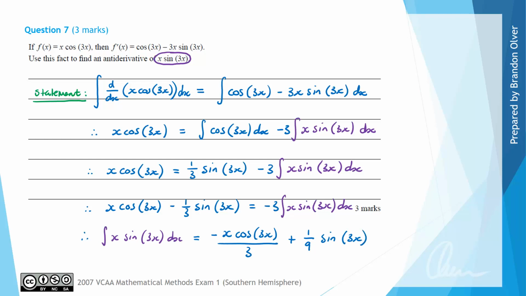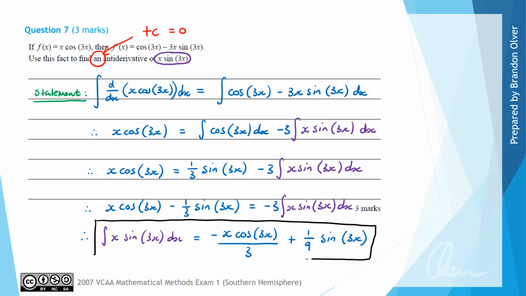And now because the question only asks for an antiderivative, we can just let plus c equal 0. So that means we don't need to put any plus c value here. The c value we just let equal 0. So that is an antiderivative for x sine of 3x, which is what the question was after.